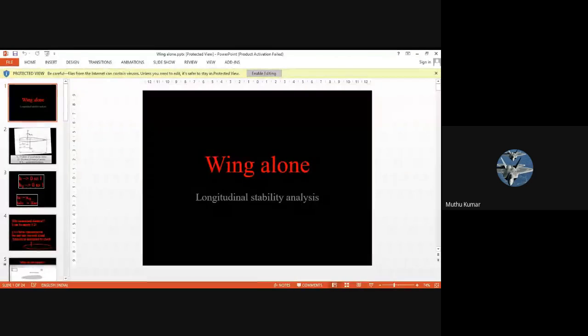So let's look into stability straight away. Starting with the longitudinal stability. Because I was in the PPT, I do not know what is happening right here. I have some recorded videos also on these PPTs. I'll share them with you.